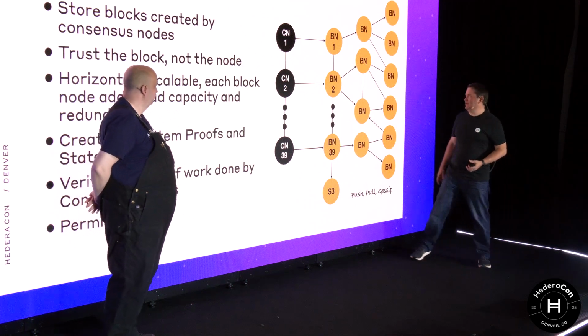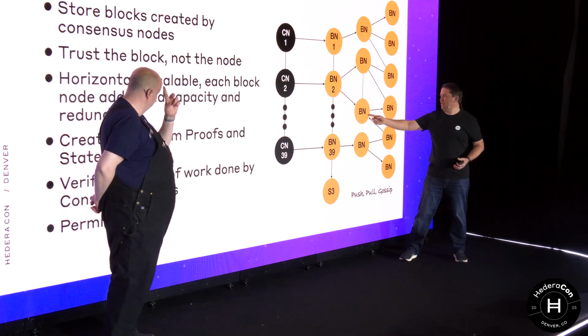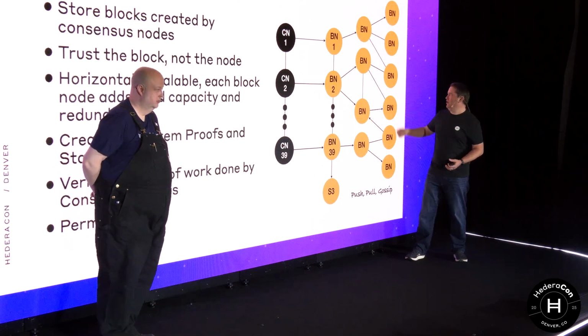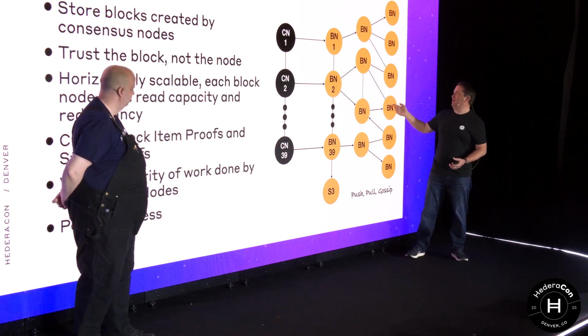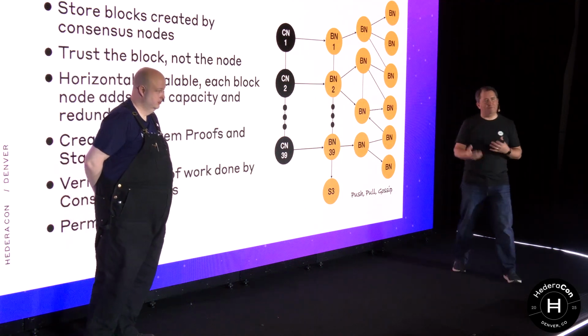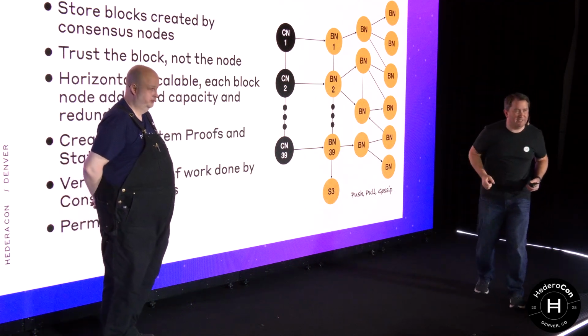So I have some examples on here where a block node is streaming, pushing to this block node, or this block node is pulling from that block node, or these two where there isn't an arrow at all, they're maybe just part of some gossip tree where they're gossiping with each other. There's a lot of different models that are available. Yeah. Oh yes, a question.